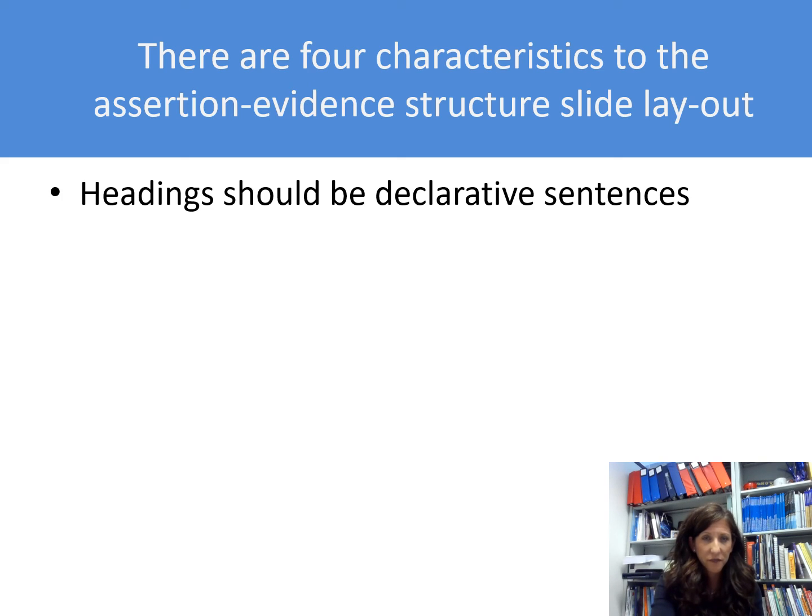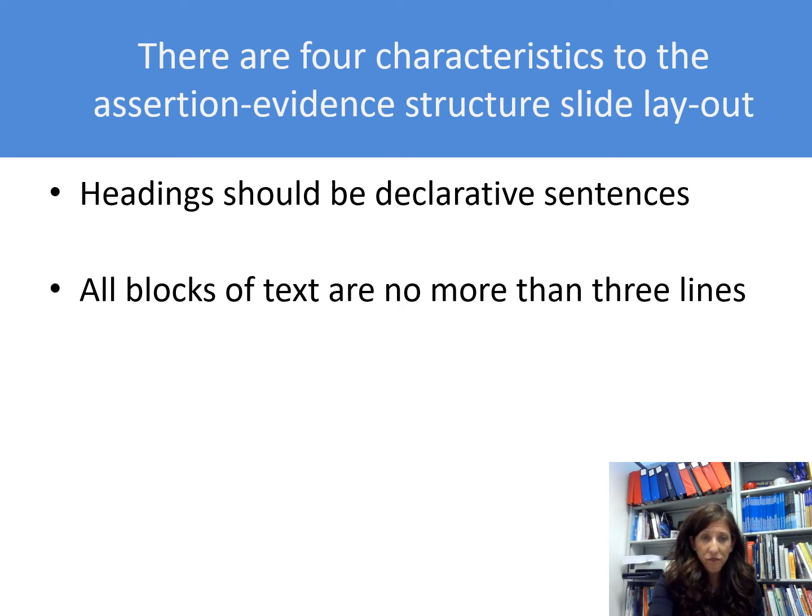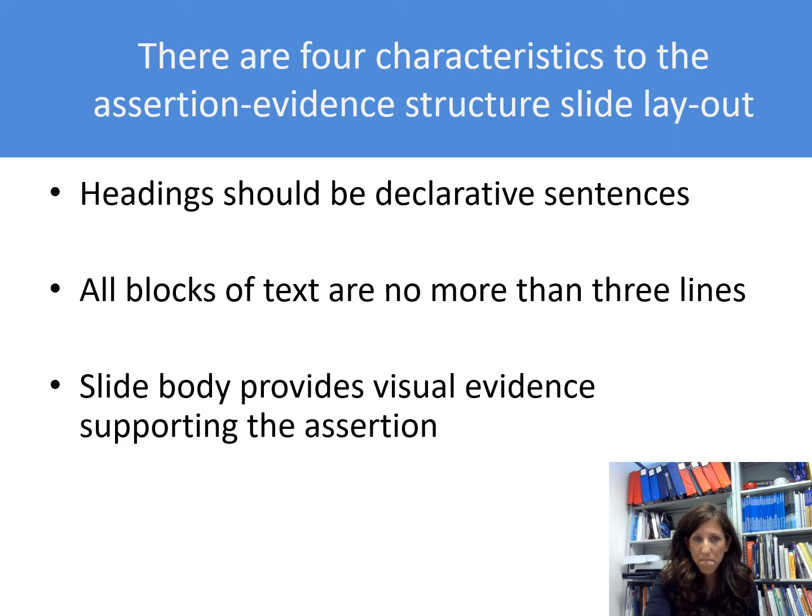to try to follow. The first one may seem a little counterintuitive, but I think that it can be super helpful, super strategic. So the first characteristic of AES is that headings should actually be sentences, declarative sentences. Okay, we're going to talk about that a little bit more here in a moment. The second strategy is that all blocks of text should be no more than 3 lines. We'll also cover that a little bit more.